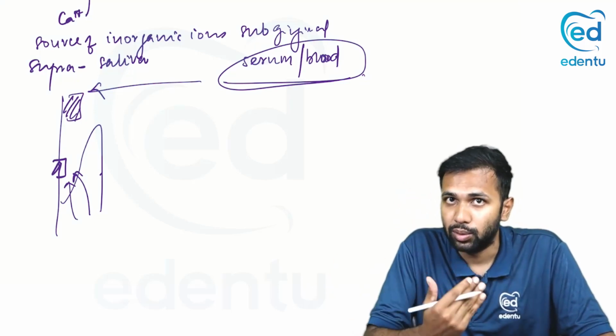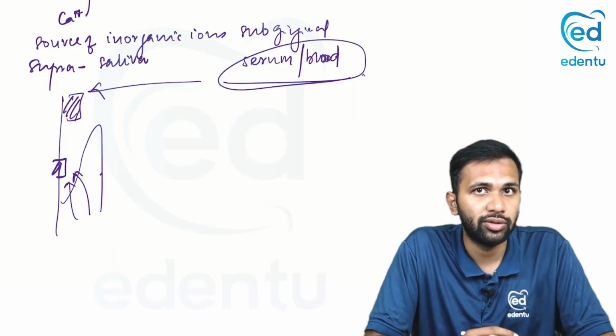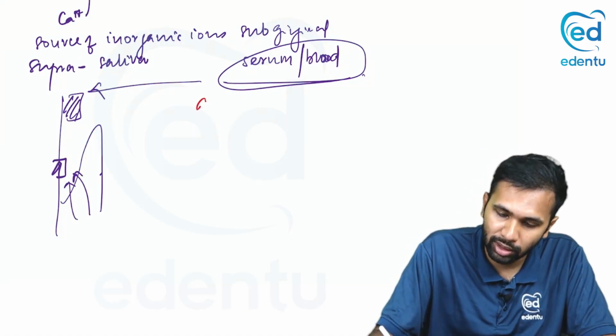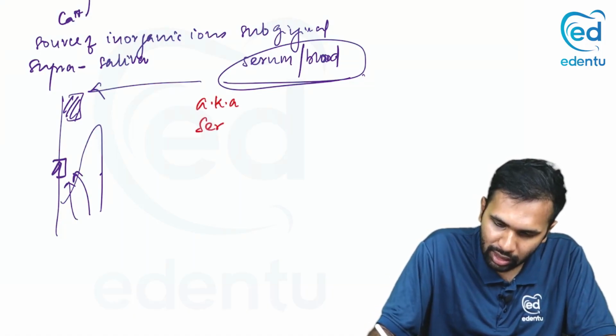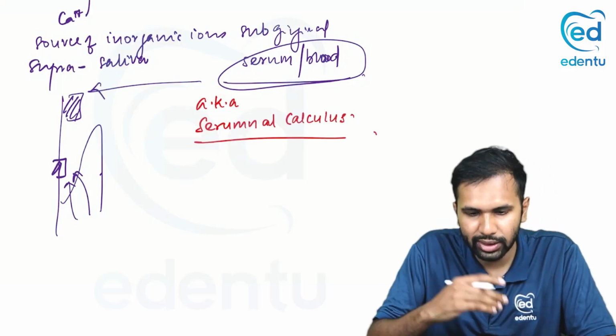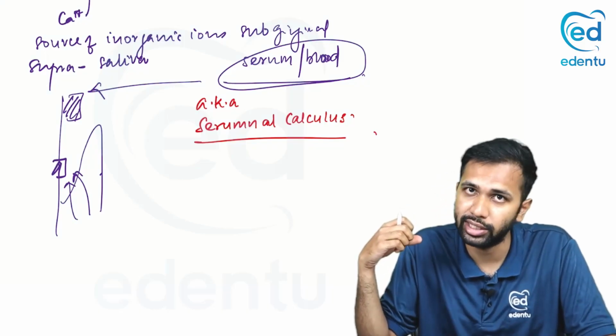Alright. So, since the subgingival calculus derives its source of nutrients, that is calcium and phosphorus, from the blood or the serum, it is also known as serumal calculus, since it draws the nutrition from the GCF or the serum.